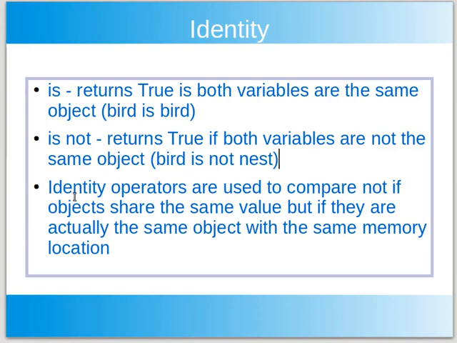Which brings us to the next point. Identity operators are used to compare not if objects share the same value, such as x and y both having the value of 10, but if they are actually the same object with the same memory location. So for instance, if something was stored at hex value AF, BC, whatever, they would have to have the exact same memory. So x would have some random memory value. Let's say it would have the value of FFDC, right?